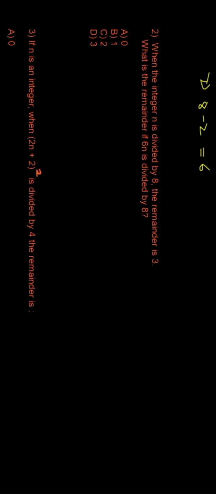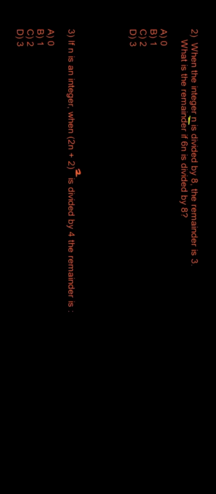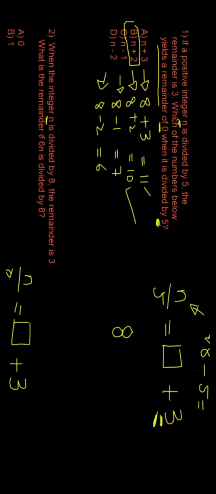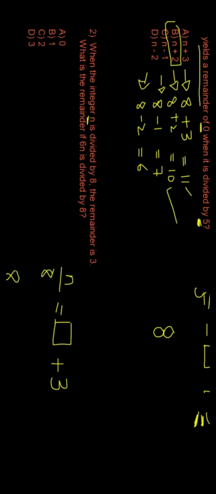Let's go to the next question. When the integer n is divided by 8, the remainder is 3. Just like the previous question, n is divided by 8, and I'm left over with something plus a 3. I'll do the exact same thing. I'll pick any multiple of 8. In the previous question, it was a 5. In the next question, it's an 8.